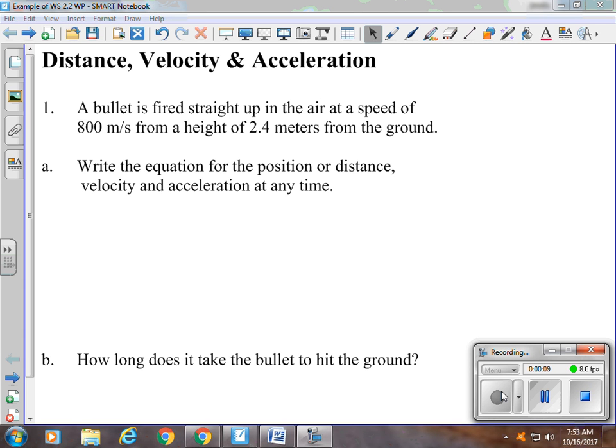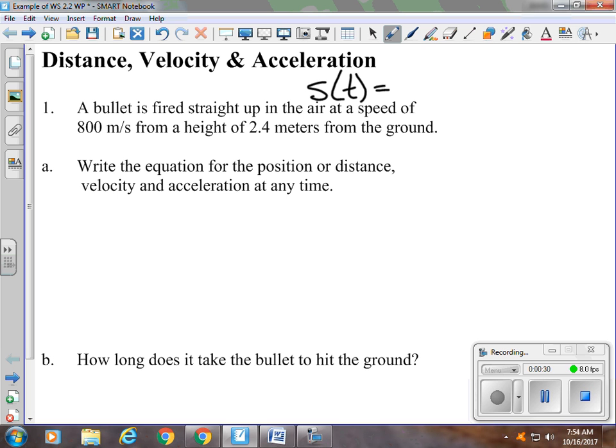Alright, so today we're going to review distance, velocity, and acceleration, and I have chosen number 1 off your worksheet to go through and review. And the formula that you need to know, that gives you the basis of what you start with, is S sub t, which stands for distance, is 1/2 gravity, t squared, plus the initial velocity, v sub 0, times t, plus the initial position, or what height you're at when you start.